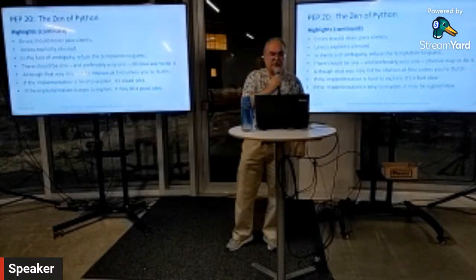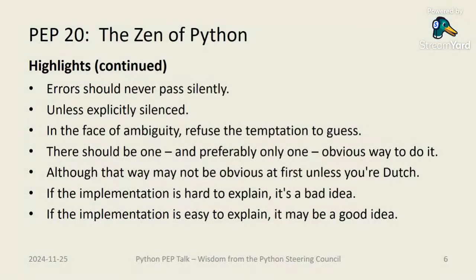In the face of ambiguity, refuse the temptation to guess. There should be one, and preferably only one, obvious way of doing things, although that may not be obvious at first unless you're Dutch. If the implementation is hard to explain, it's a bad idea. And if it's easy to explain, maybe a good idea.